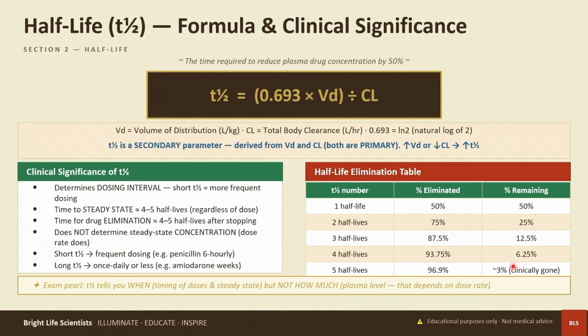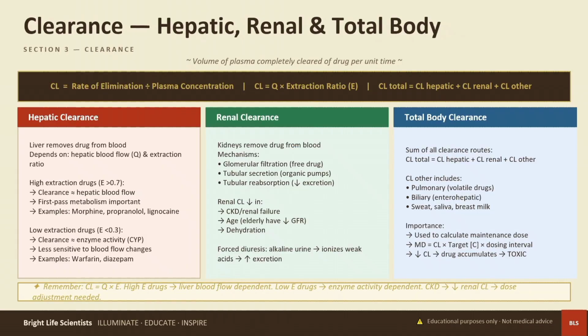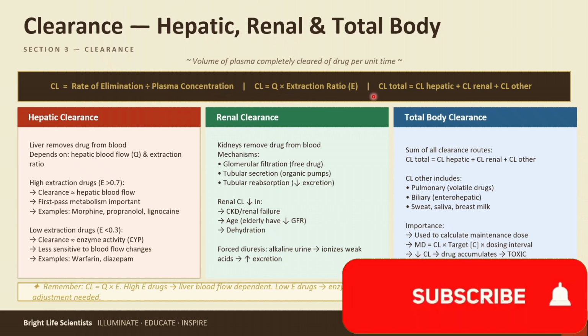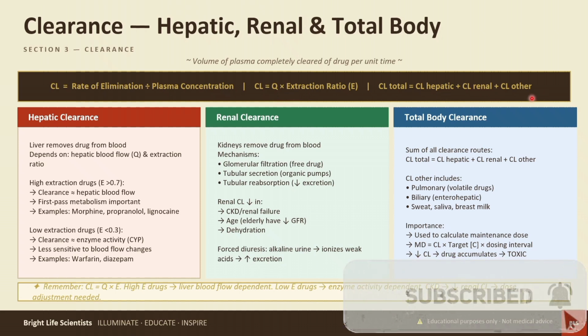Clearance. Well, what is clearance? Clearance is the volume of plasma completely cleared of drug per unit time, expressed in liters per hour. The fundamental formula: clearance equals rate of elimination divided by plasma concentration, or equivalently, clearance equals blood flow times extraction ratio, and total body clearance equals hepatic plus renal plus any other routes.